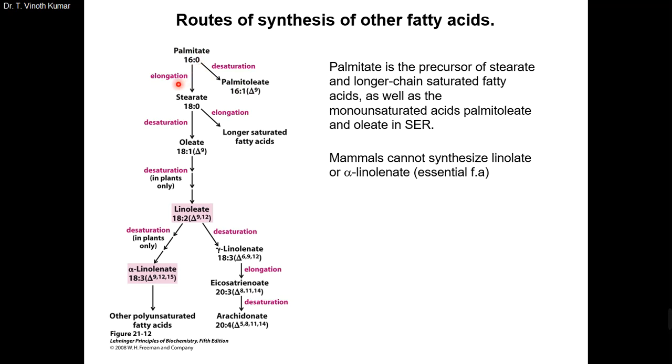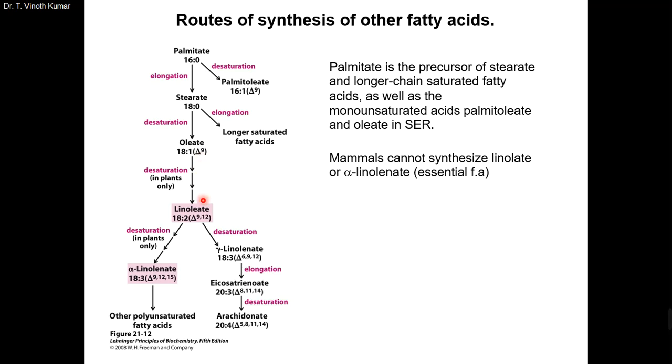So by elongation, this will form stearic acid. This stearic acid has 18 carbons, but there is no double bond. By desaturation again, desaturation means addition of one double bond. That is why there is only one double bond, and if it is one, you have to represent that, that is delta 9. Delta 9 means the 9th carbon to 10th carbon, that bond is a double bond. So delta 9 means, don't forget, that is not between 10 and 11, that is between 9 and 10.